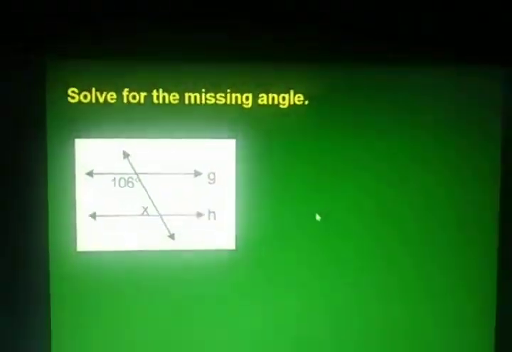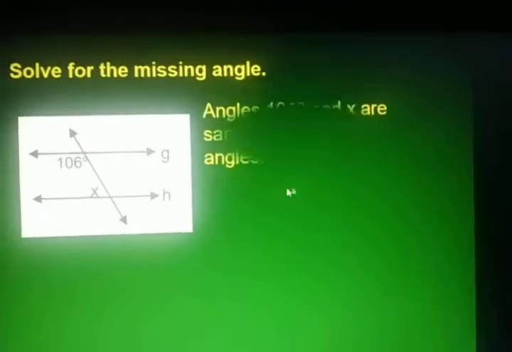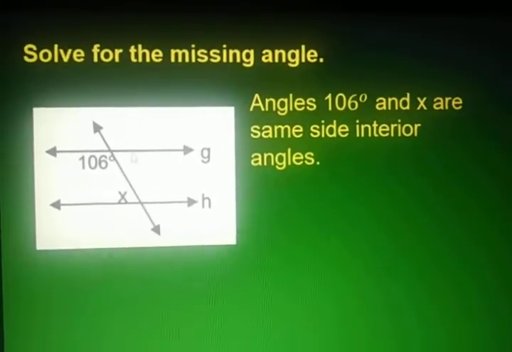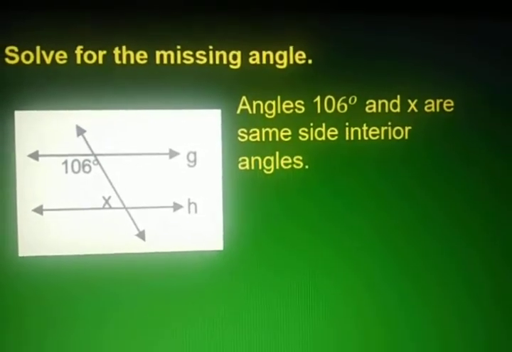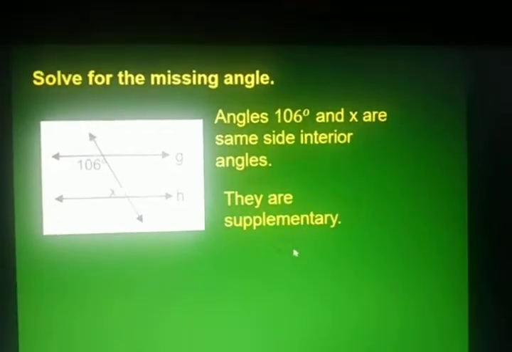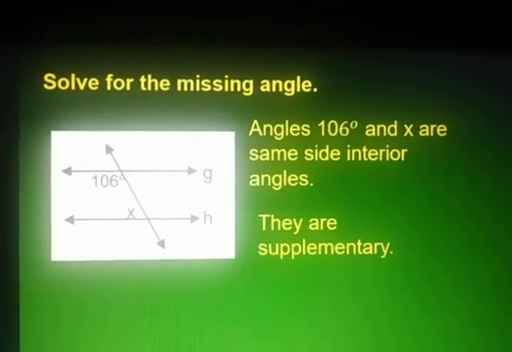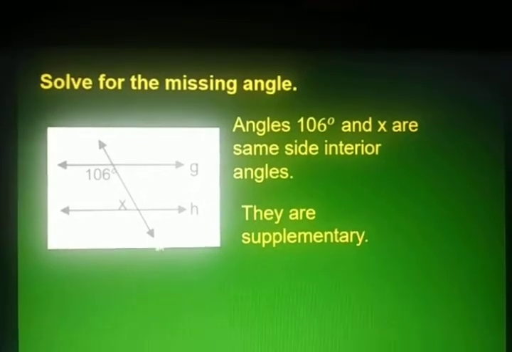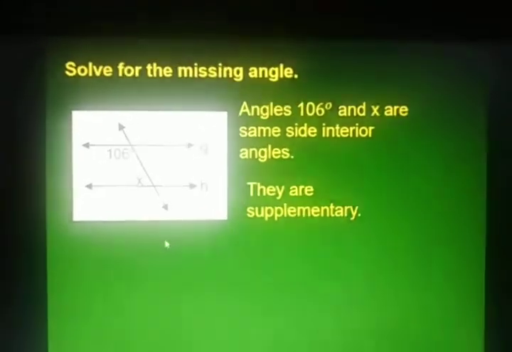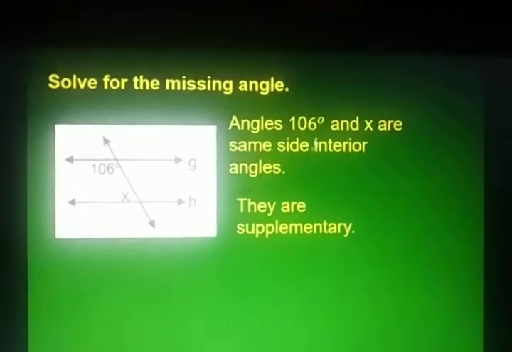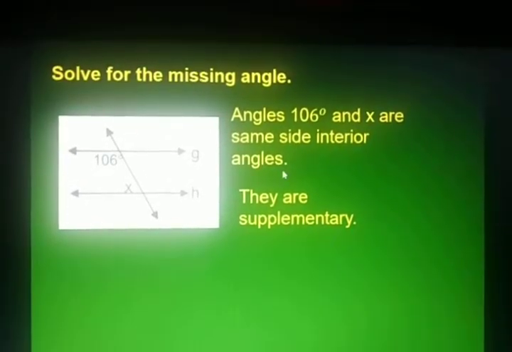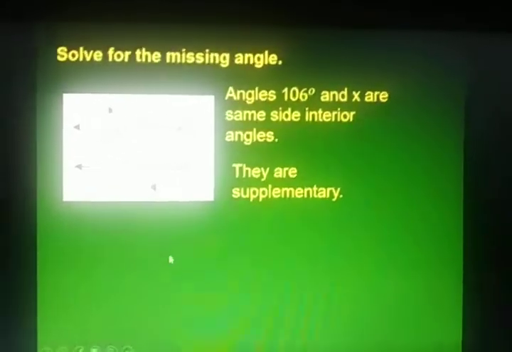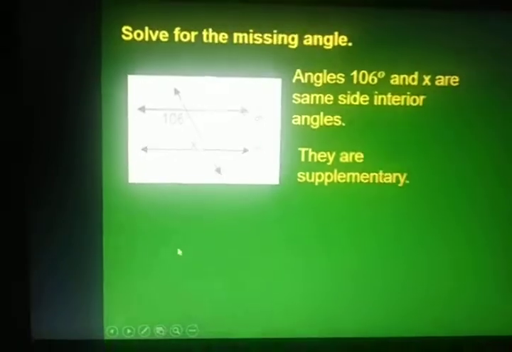So, let us state the fact that angles 106 degrees and x are same side interior angles. And based on what we've learned, same side interior angles are supplementary. So, when we say supplementary angles, when we add them, their sum is 180 degrees. So, what are we going to do to solve for the missing angle x? First, we have to establish their relationship. They are same side interior angles. Let us know kung supplementary sila or congruent. So they are supplementary.